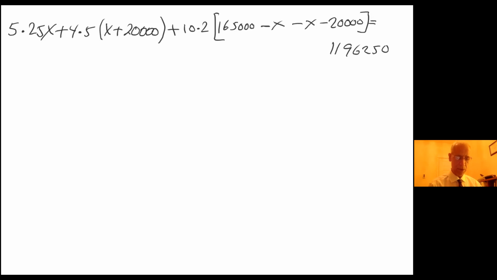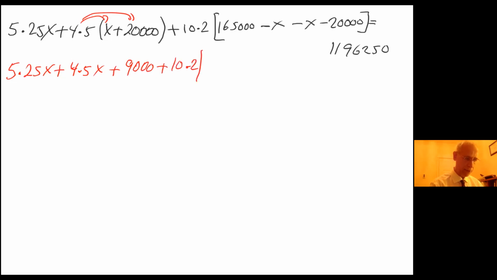So let's see. Now I can simplify this and say 5.25x plus 4.5x plus 4.5 times 20,000 gives me 90,000, plus 10.2 times, inside of the parentheses, I can combine these together and have 145,000 minus 2x, and all that equals 1,196,250.